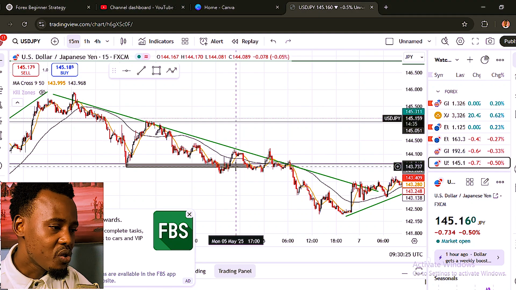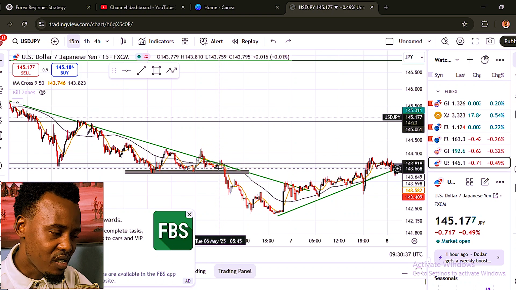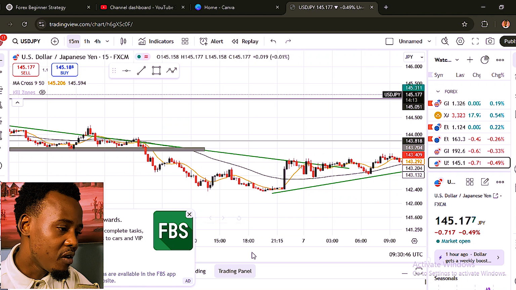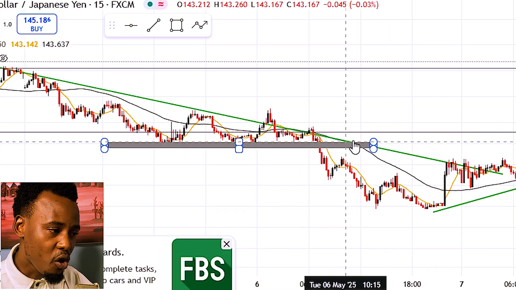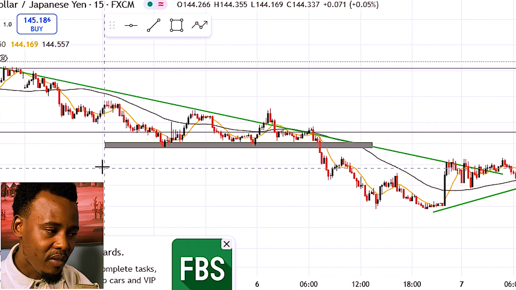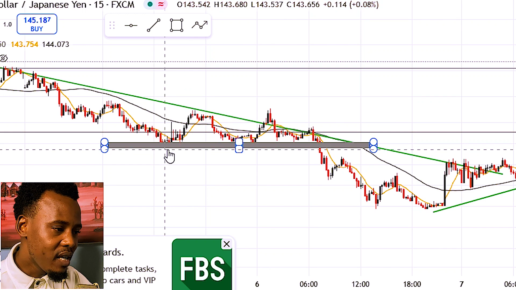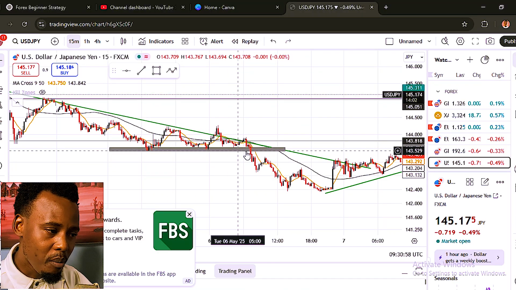Now, one thing that I want you to understand, as you can see, it begins to consolidate around this side and it breaks it. And that brings us to another strategy right here. This is a triangle strategy. As you can see, we have our trend line coming from above and we have our consolidation line coming from below, and it forms an angle there. Immediately price breaks that particular area, it keeps coming back down.